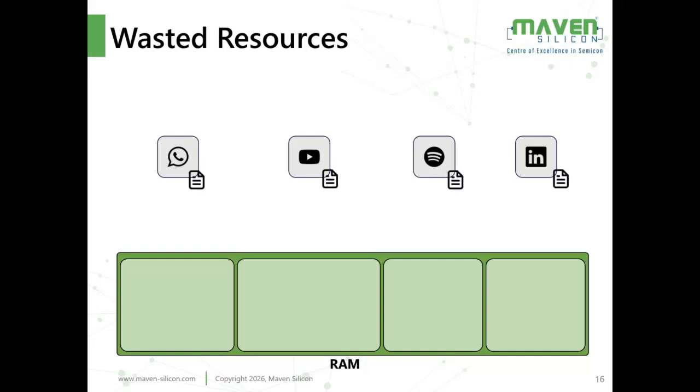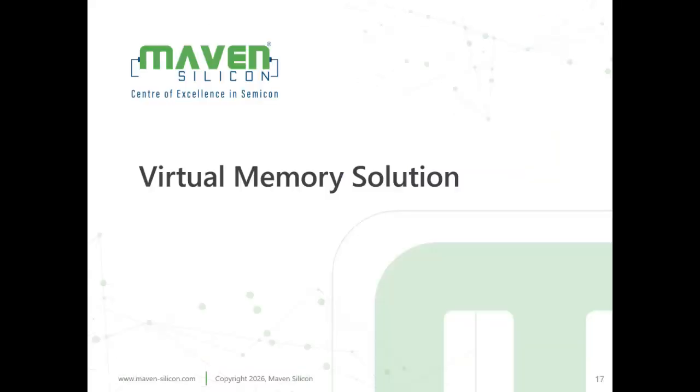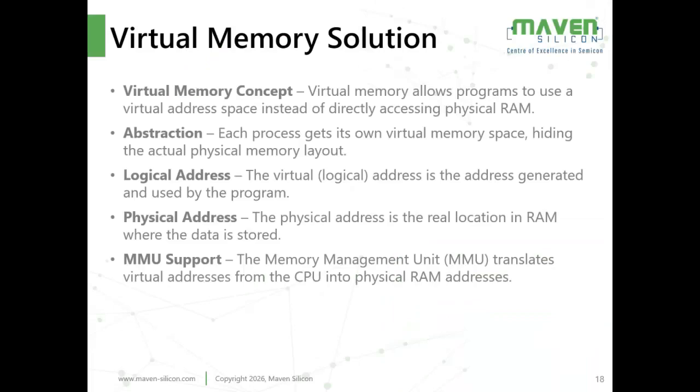If each program loads its own copy of these libraries, memory is wasted. Instead of duplicating these libraries, it is more efficient to allow multiple programs to share the same library in memory. Virtual memory solution. To solve these problems, the operating system uses virtual memory. Virtual memory creates an abstraction of physical memory.